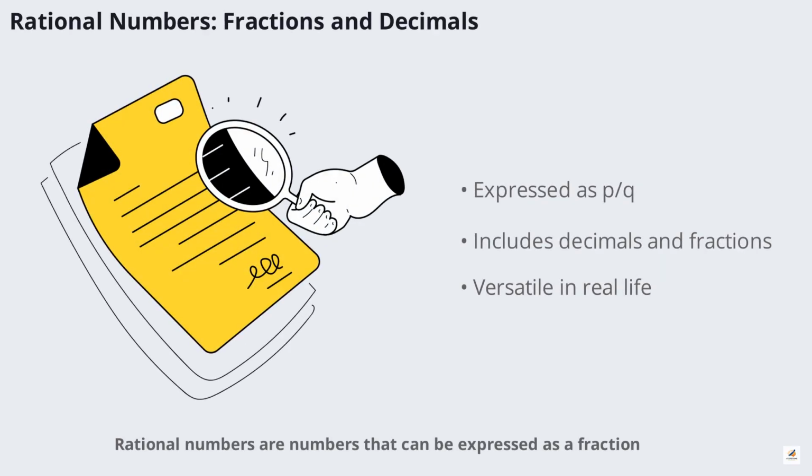Rational numbers are numbers that can be expressed as a fraction, where the denominator is not zero. Examples include 1/2, 3/4, -5/7, 0.5, and 0.333. These numbers are incredibly versatile, allowing us to represent parts of a whole, recurring decimals, and more. Rational numbers are everywhere in daily life, from measuring ingredients in a recipe to dividing a bill among friends. If you can write it as p/q, it's rational.